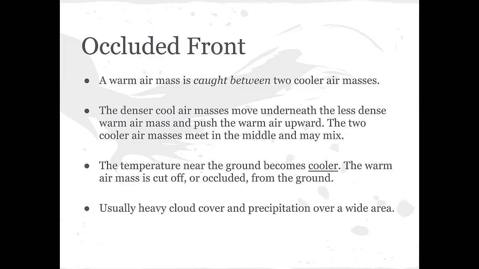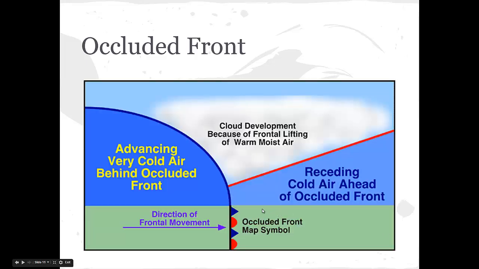And this means you'll usually get some heavy cloud cover because you're still getting that rising warm air. And whenever you have rising air, it's cooling down, so it's condensing and forming clouds. So this is our picture for the occluded front. You have your advancing cold air, your receding, which means moving away, but that cold air overtakes the receding cold air. So you've got your two cold air masses here, and that warm air is moving up in the middle. So at the boundary where they meet is our occluded front.